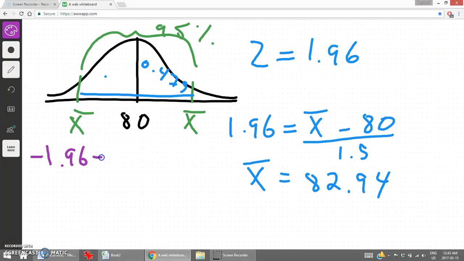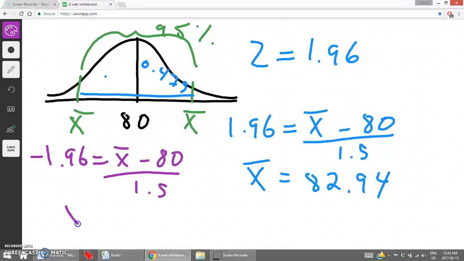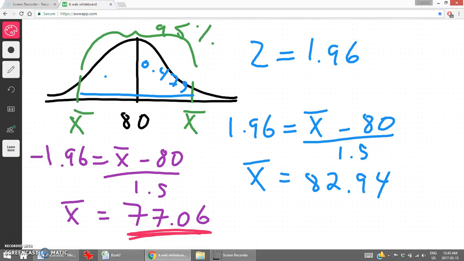On the other side, we do the same thing, keeping in mind that on the left side it's going to be a negative Z value. This sample mean becomes a value of about 77.06. So what this means is that if we were to sample the 36 phone bills 100 times, we should expect to find 95 of them between the lower limit of about $77 all the way up to about $83. 95% of the sample means should be within that range. 5% of them would be outside that range.